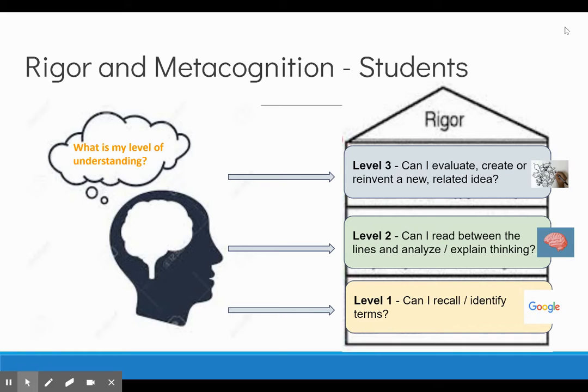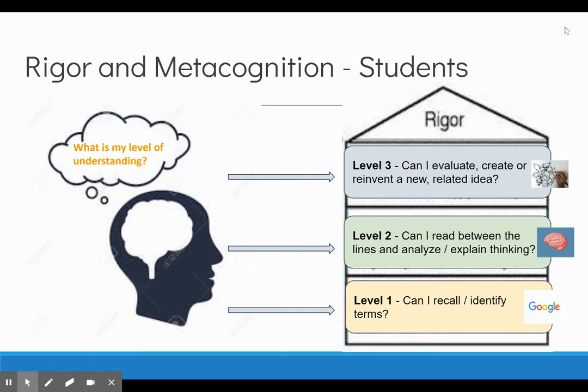Students can use this knowledge of Costa's to evaluate their own level of understanding or metacognition. For instance, at level 1, they can ask, can I recall or identify the terms? Some teachers refer to this as the Google level. Level 2, students can ask, can I read between the lines and analyze or explain my thinking? This might be called the noodle level. And at level 3, students could ask, can I evaluate, create, or reinvent a new or related idea? This might be called the doodle level.